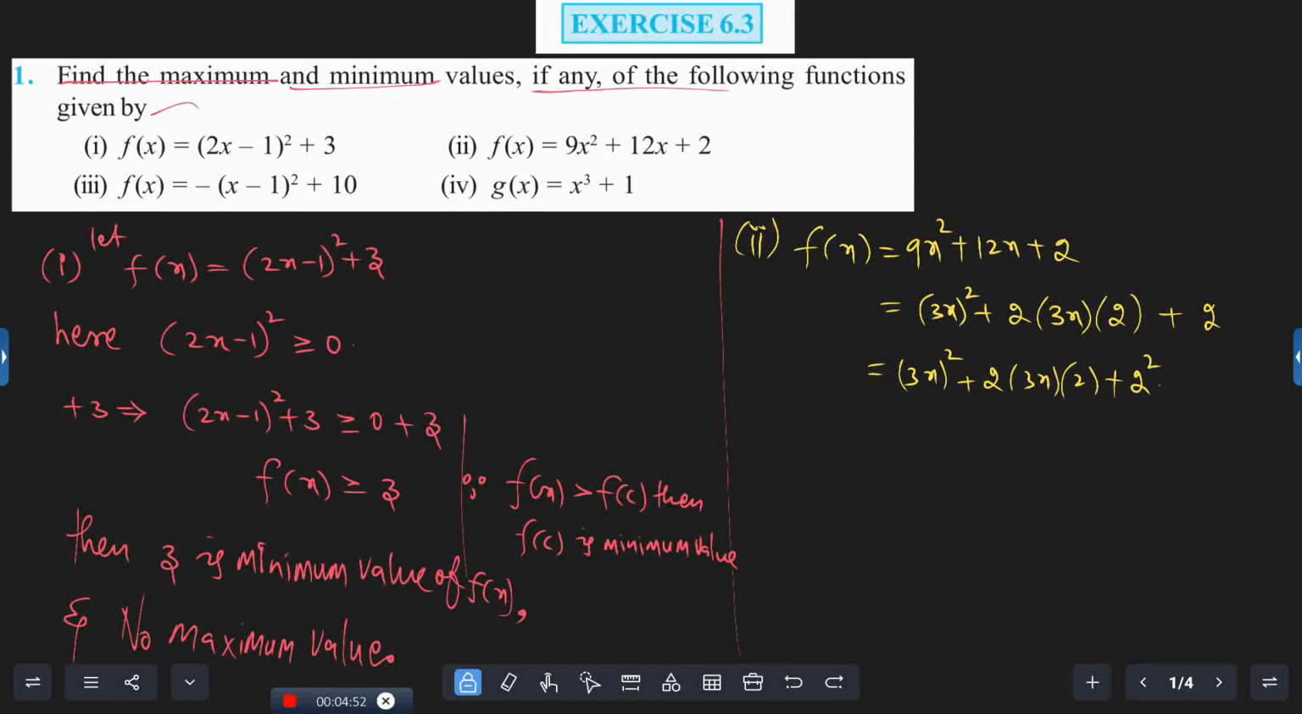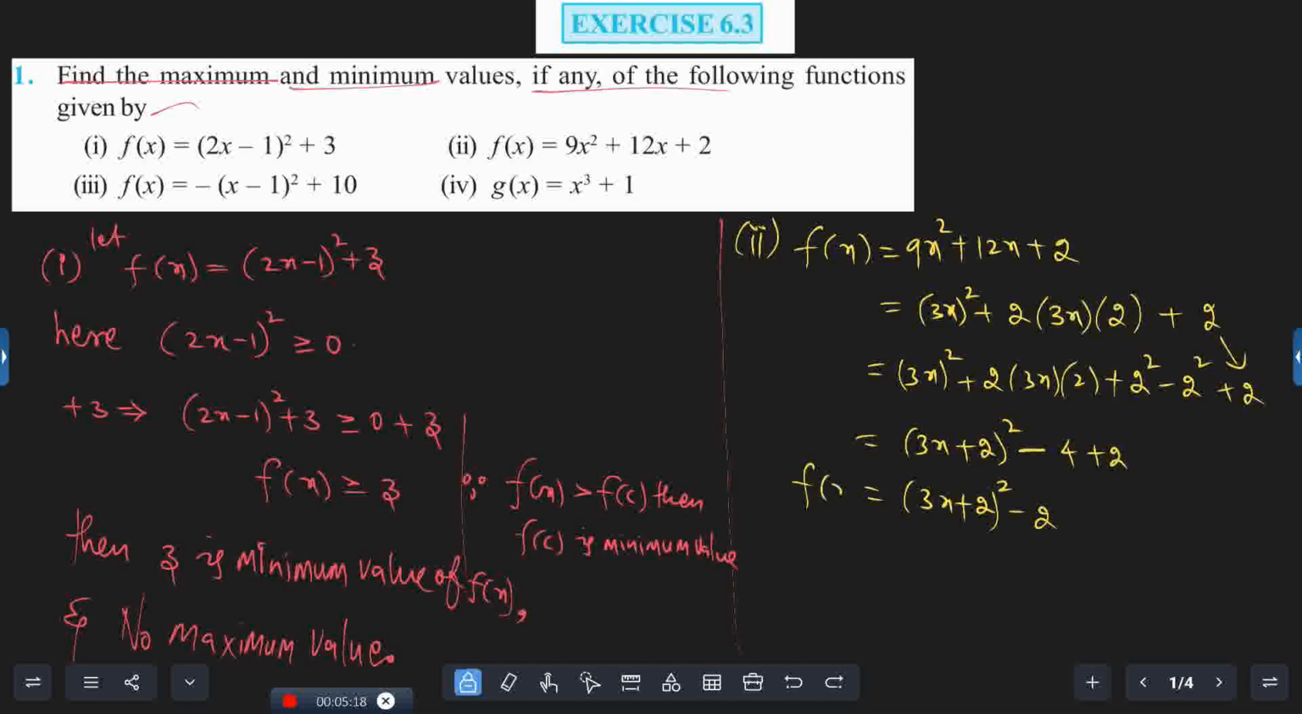Add 2 square, subtract 2 square, and these two as it is. Now this is a square plus 2ab plus b square. With the help of that, I can write this. What is that? (3x plus 2) whole square minus 2 square. What you will be getting is (3x plus 2) whole square minus 2.